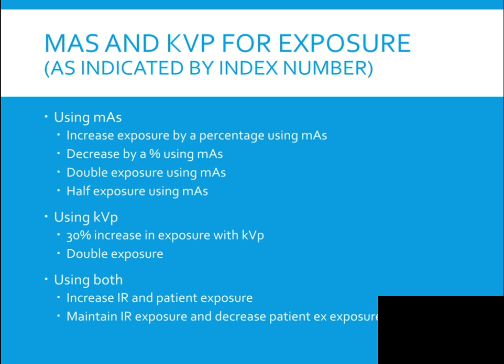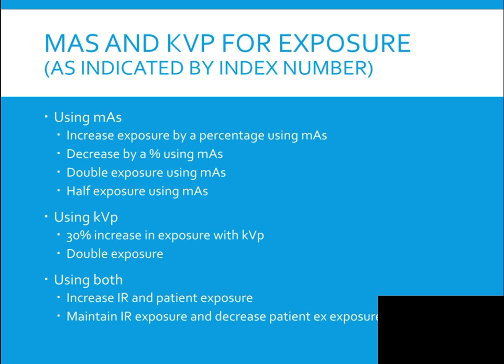Usually it's going to be, if you're increasing, it's going to be double. If you're decreasing, it's going to be half. With KVP, it's again going to be a 15% increase or a 15% decrease. Now, some of your questions are going to ask you to use both.